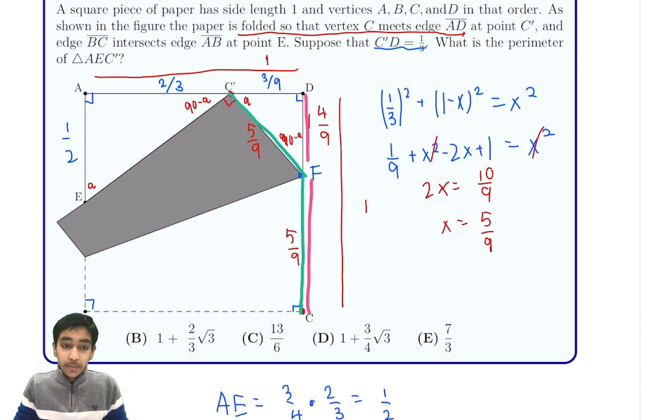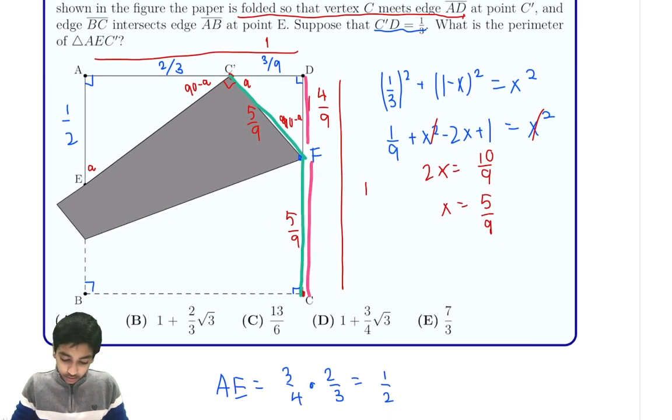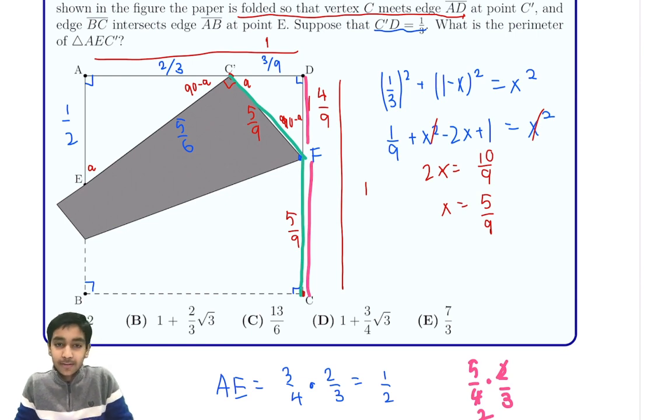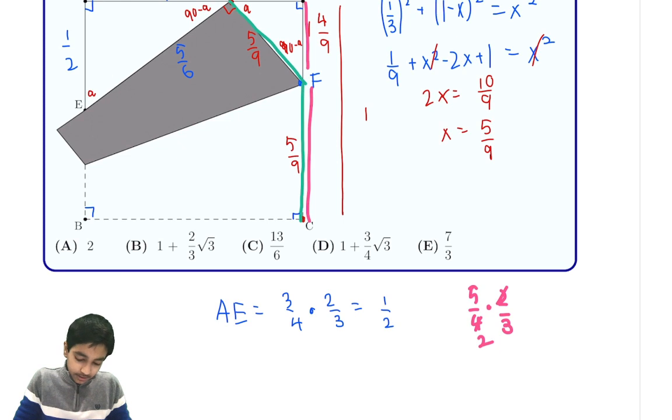Now, what is the perimeter of AEC prime? We can find the hypotenuse either by the Pythagorean theorem, or we can use the same 3, 4, 5 ratio to find that it's 5/4 of 2/3, which is 5/6. Then we just add up: 1/2 is 3/6, 2/3 is 4/6, and 5/6. So 3/6 plus 4/6 plus 5/6 is 12/6, which equals 2. This is our answer, A.